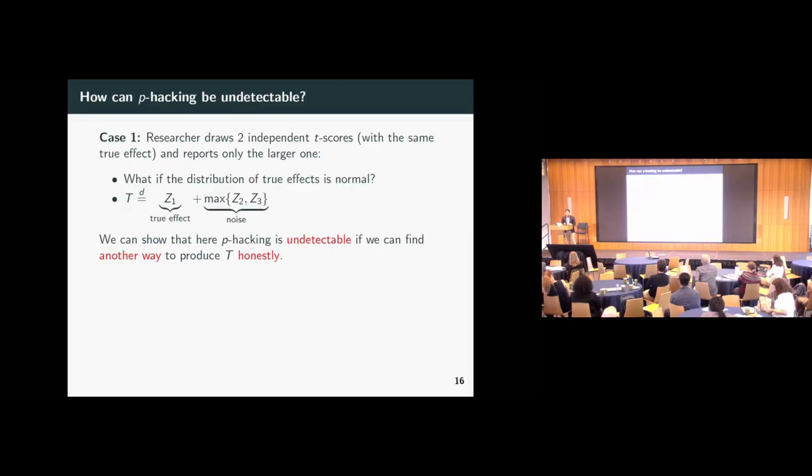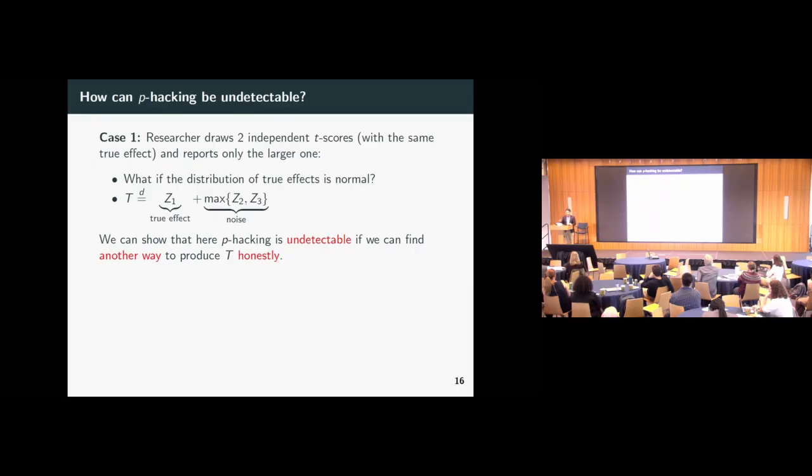In case 1, a researcher draws 2 independent t-scores with the same true effect, and then they're going to report only the larger one. So they're p-hacking. They are hiding one result and just reporting the more exciting result. In this case, the t-score is distributed as the sum of the true effect plus the maximum of 2 noise variables. Okay? This p-hacking process will be undetectable if we can find another way to produce the same distribution for the t-score honestly. I'm going to produce the same distribution honestly.